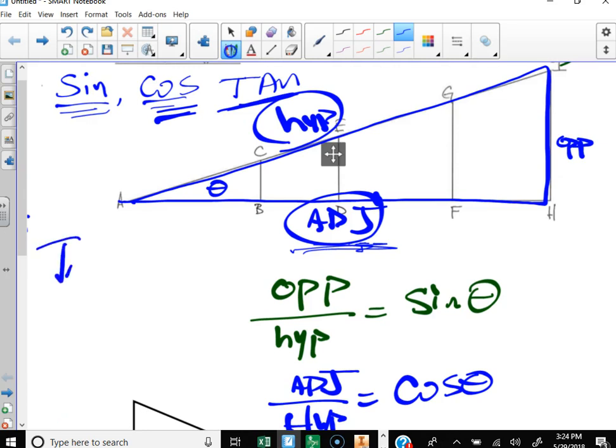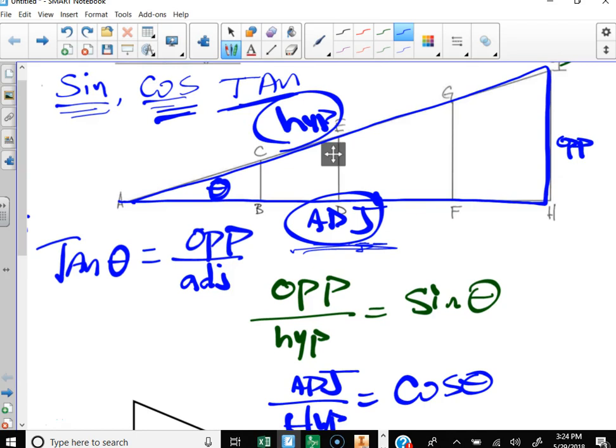So the tangent of an angle, this angle, is going to be the opposite over the adjacent. So there are just a set of ratios. Every possible angle has these three values.